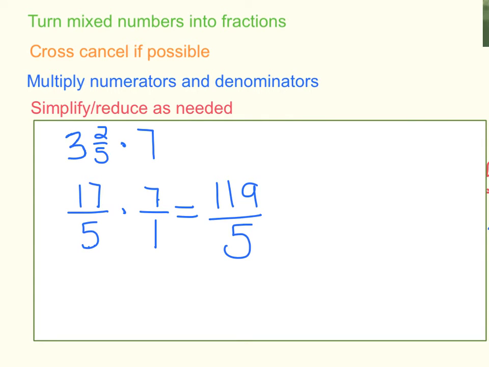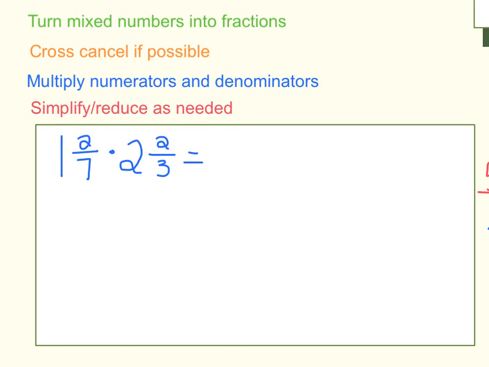Well, now I have to simplify and reduce. Step 4. So I have to divide 119 by 5. And that will bring us to 23 4/5. Now, you won't always have that situation where you end up not being able to cross cancel when it's a whole number, but sometimes you will. You just have to check all 4 steps each time.